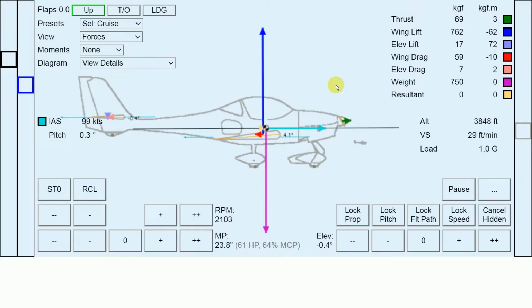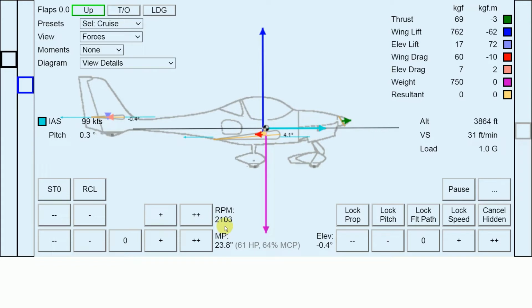Welcome to the newest version of FOFSIM. The most important new feature of this version is the realistic simulation of a constant speed propeller. So in this video we will take a look at the inner workings of a constant speed propeller and talk about its advantages. The constant speed propeller adds a new RPM lever that controls the propeller speed and an RPM readout.